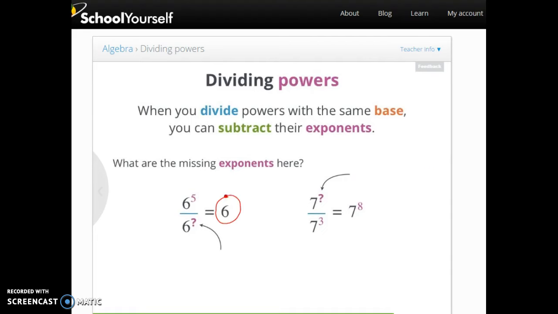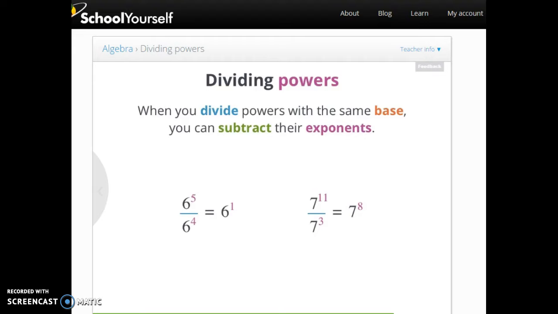Excellent. So you can think of this 6 over here as being 6 to the 1st power. That means this exponent down here is 4, because 5 minus 4 equals 1. And over here, you are looking for a number that you could subtract 3 from and leave you with 8. And that number is 11.